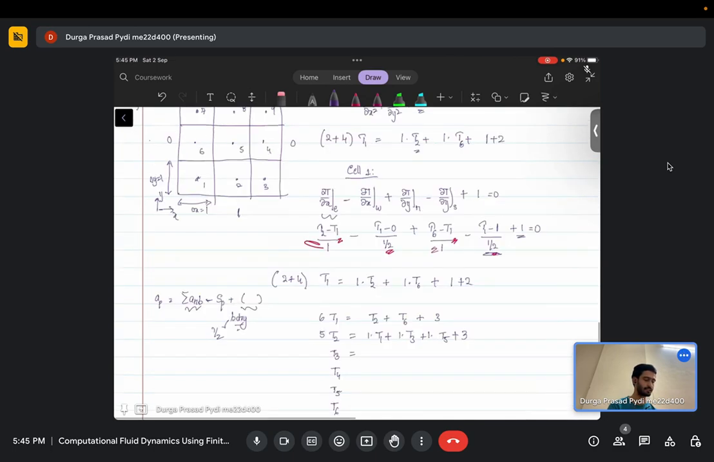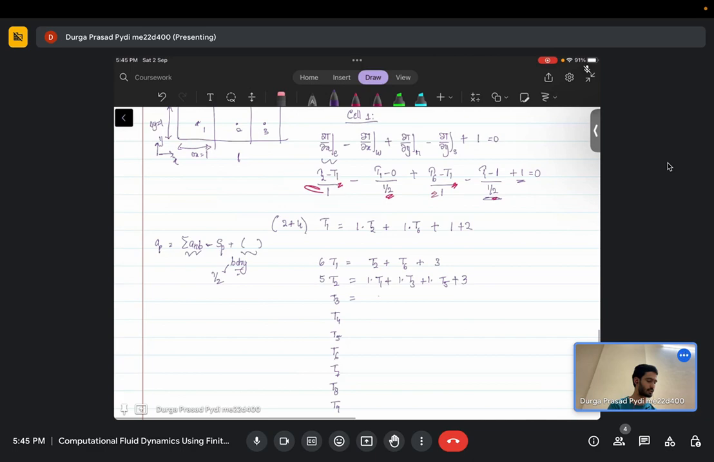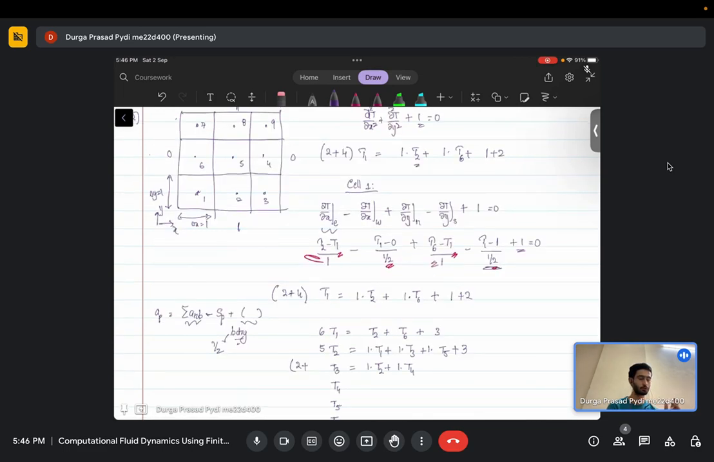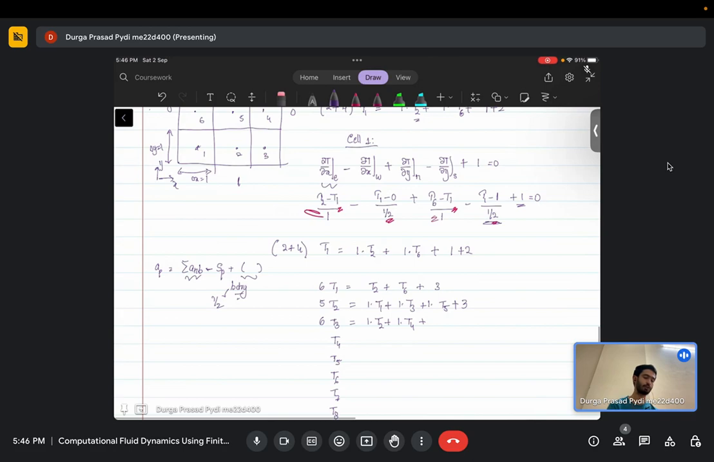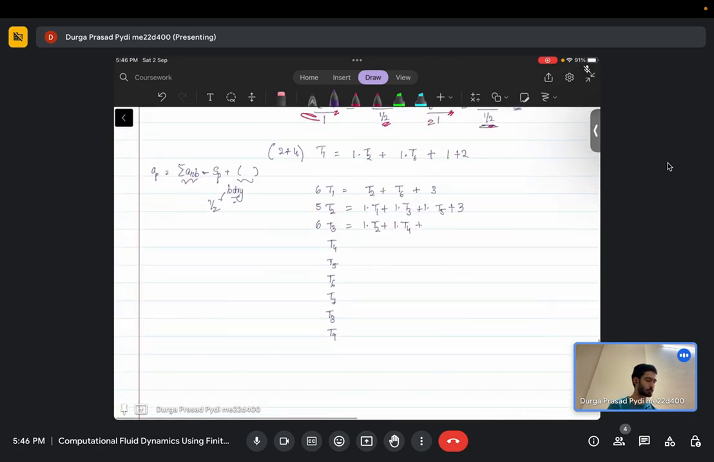Now similarly for T3 you have only 2 neighbors, T2 and T4. Now the neighbors will have coefficients 1. Now for T3 it will be sigma A and B, so you have 1 plus 1, 2, plus you have two boundaries, so that will contribute a 4, so 2 plus 4 will give you a 6. And then you have a constant term. The constant term has one boundary, so it is very similar to cell 1, so you just have the same coefficient here.